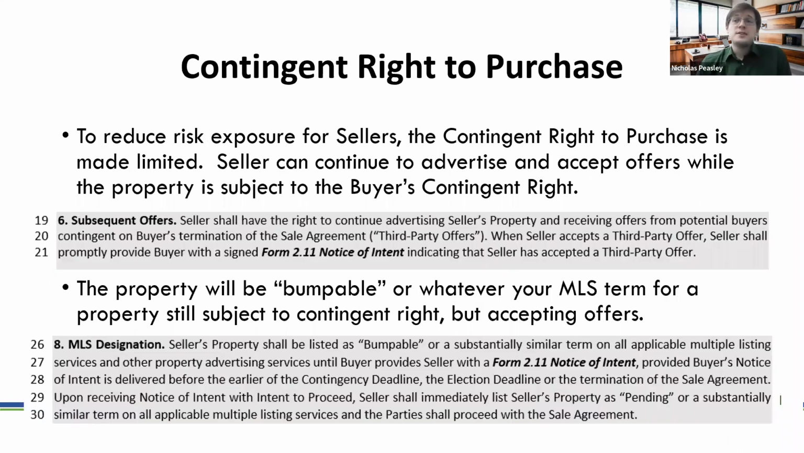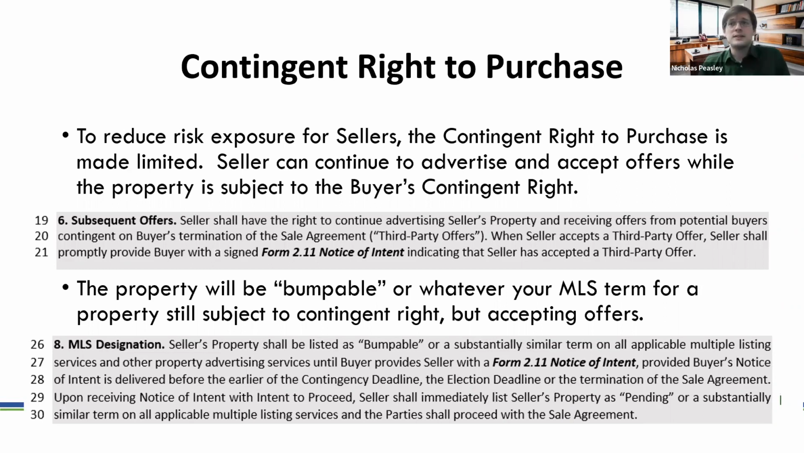The contingent right to purchase has risk reductions built into it, specifically risk reductions for the seller. The contingent right to purchase is made limited to a certain extent. By limited, what we mean is the seller can continue to market the property. It becomes something that the seller can keep on showing to people. This is done by making it bumpable in your MLS, or whatever your local MLS's designation for that is.